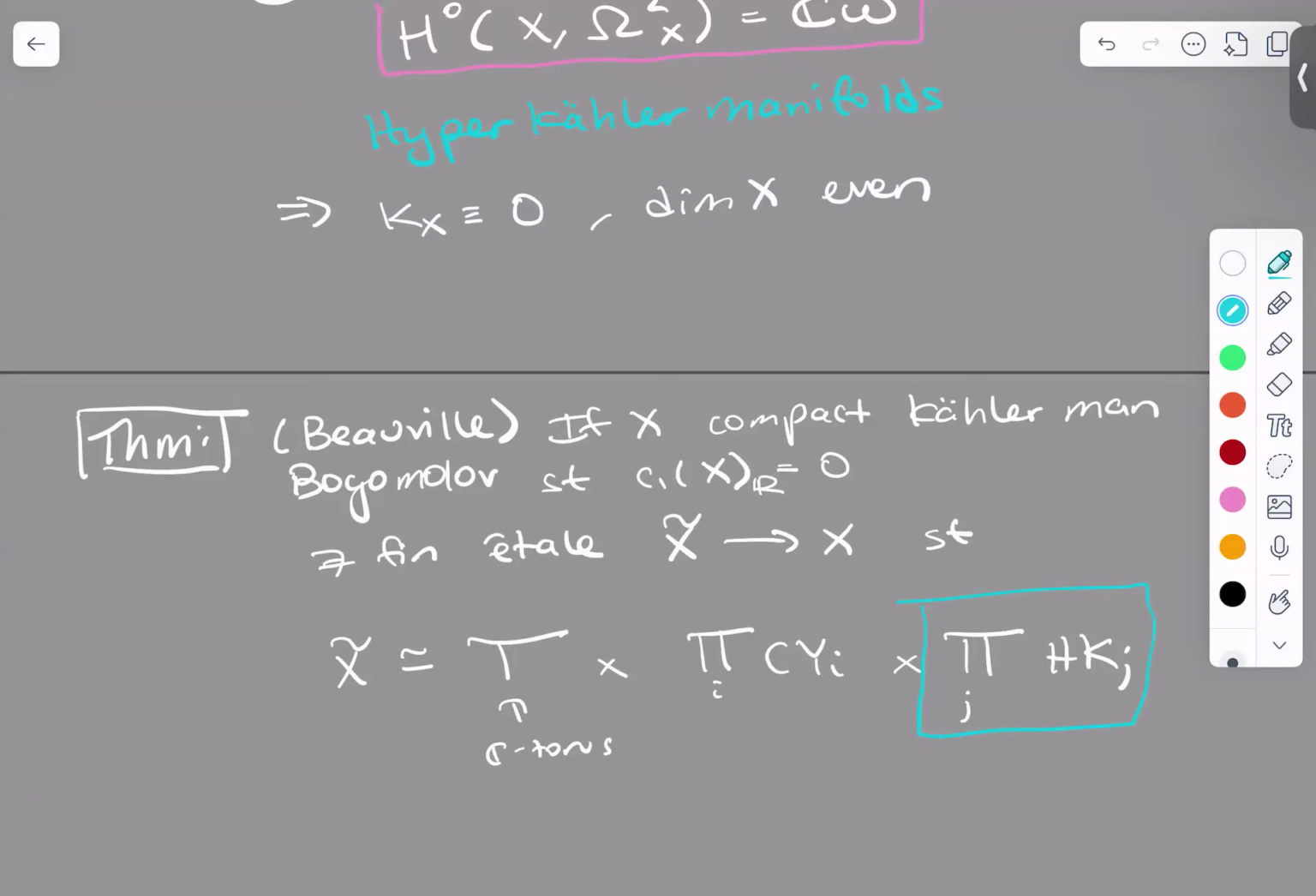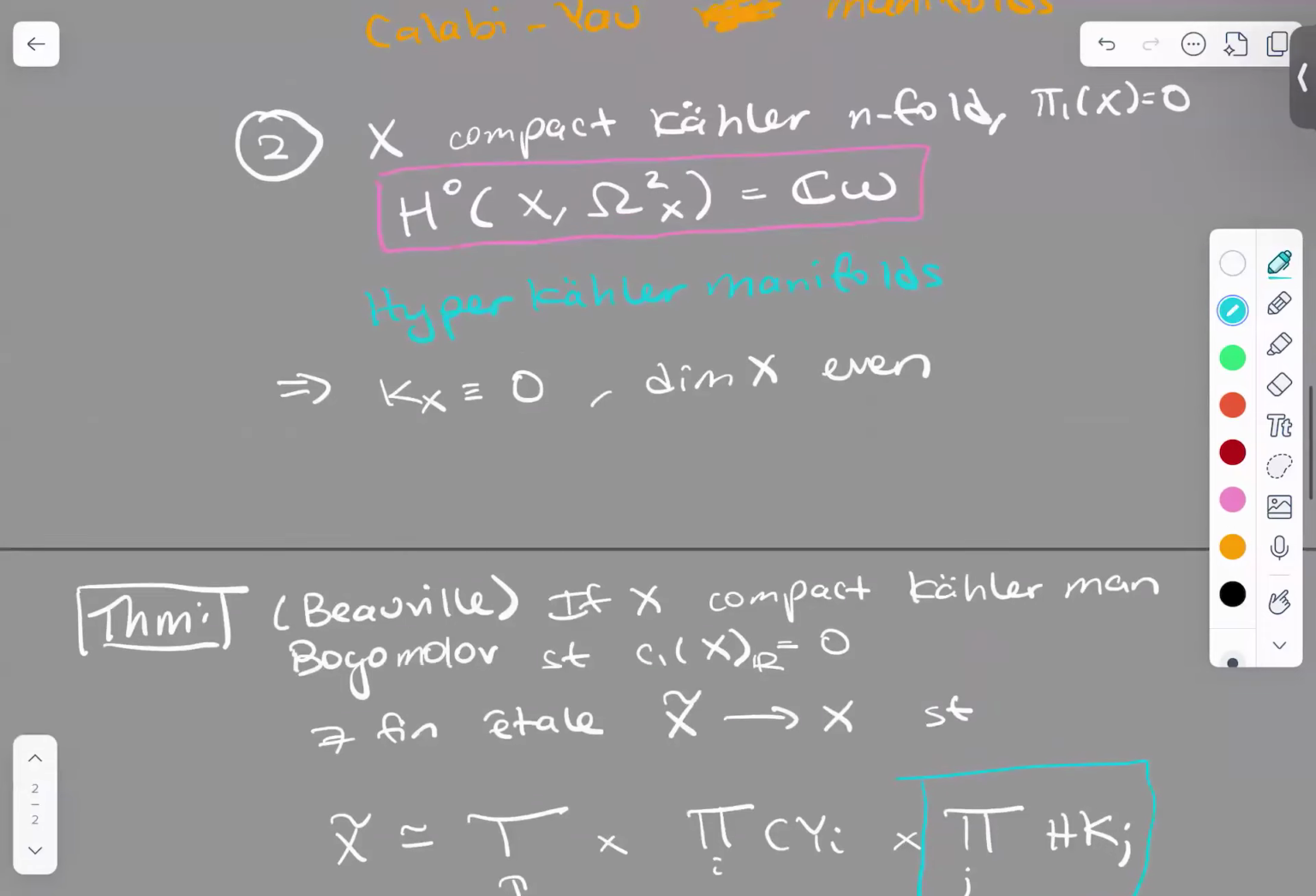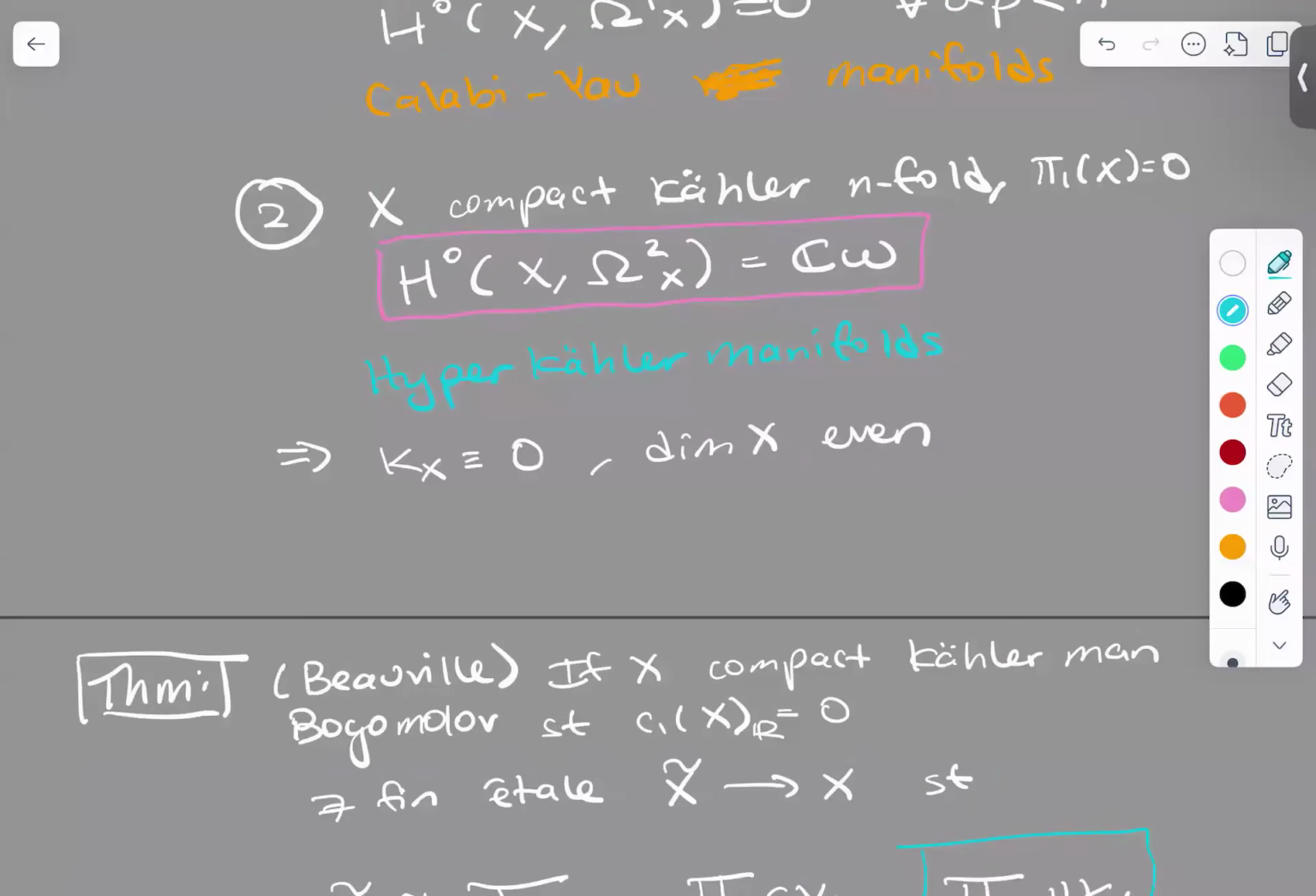Question. Okay. Yes, go ahead. In the form omega, little omega in your pink box, is it always non-degenerate as a two-form? Yes, it is always assumed to be non-degenerate, exactly. Okay, assumed. Yes, that's part of the condition on it, that it must be non-degenerate. Okay, thank you.